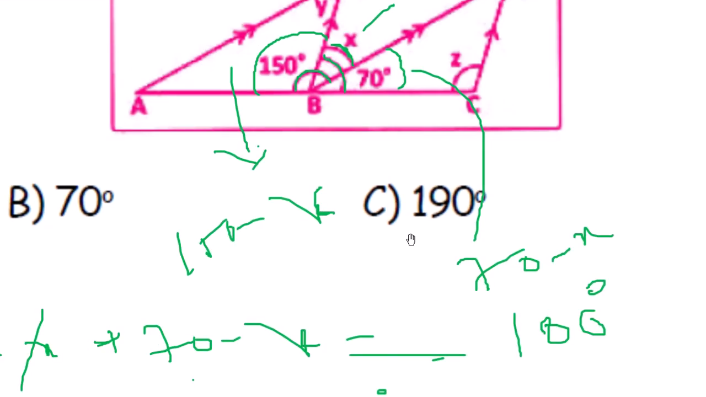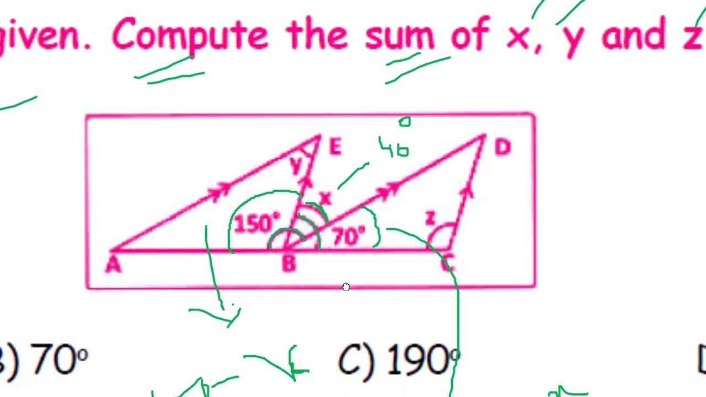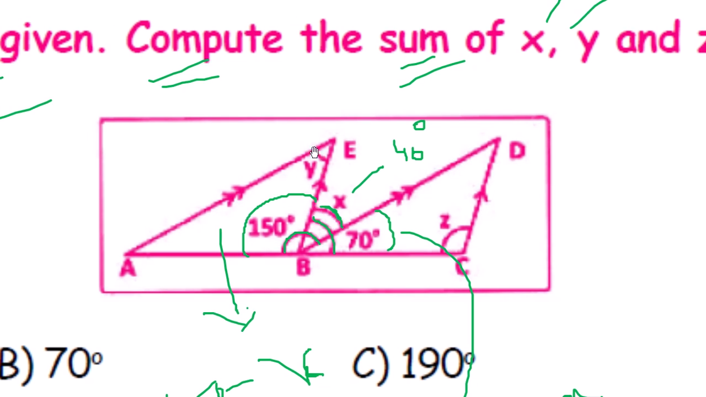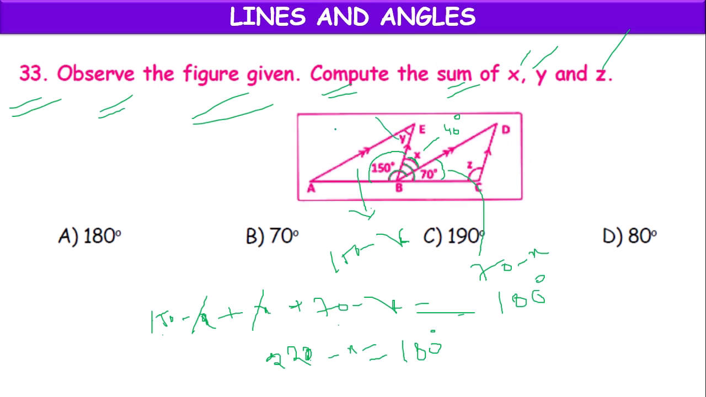Now this AE line is parallel to BD, and BE is the transversal. So this Y and this X, they will make alternate angles pair. So if X is 40, Y also will become equal to 40. Due to alternate angles concept, Y value is becoming 40.